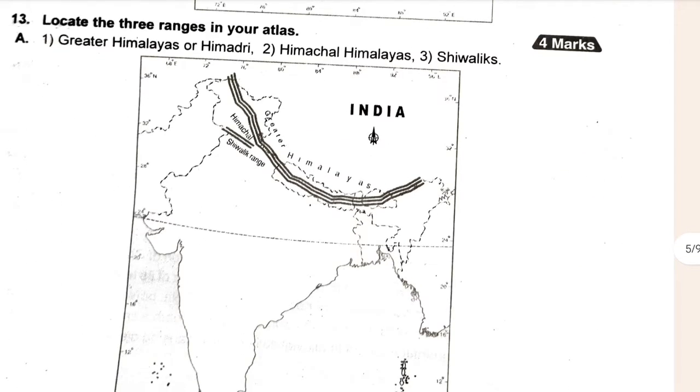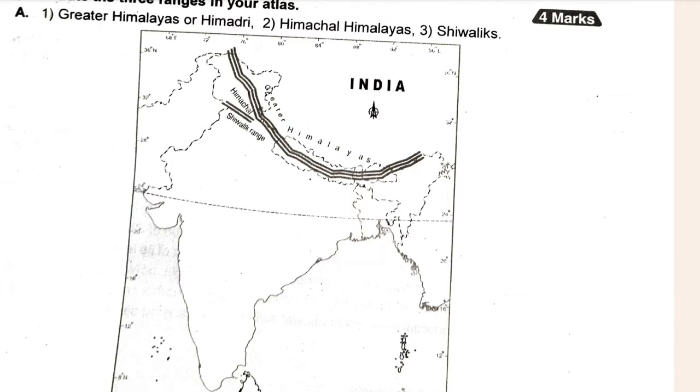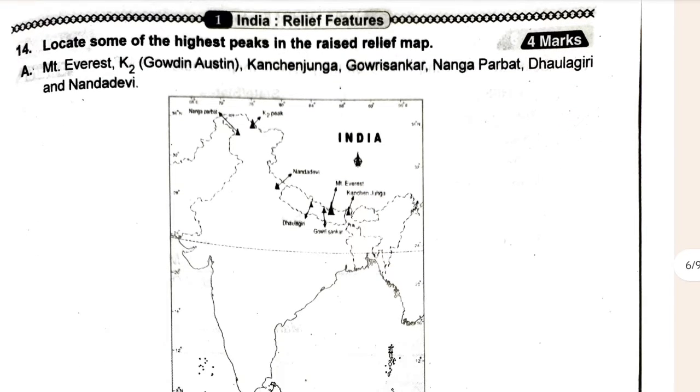So locate the 3 ranges in our atlas. So we have to locate the 3 ranges in our atlas. You can see, atlas means nothing but a book of maps. Okay, atlas. Okay, if it is clear, then come here.